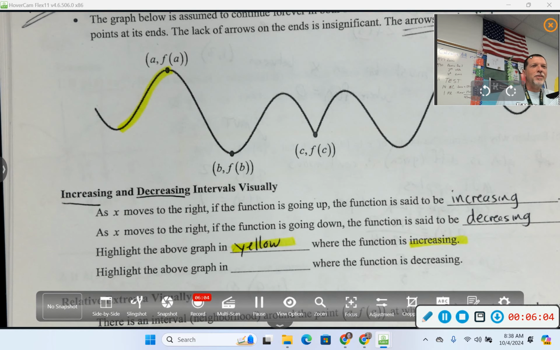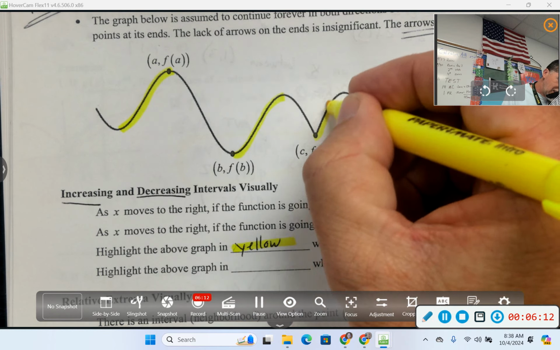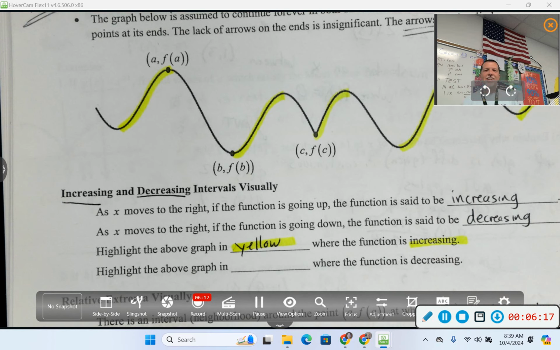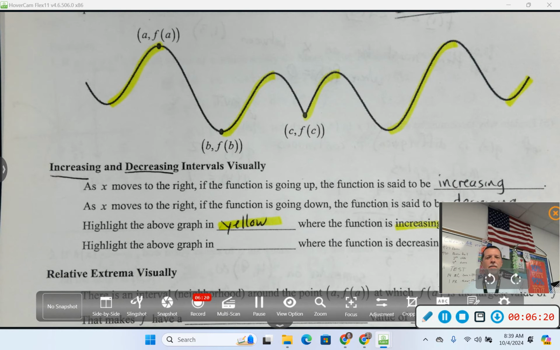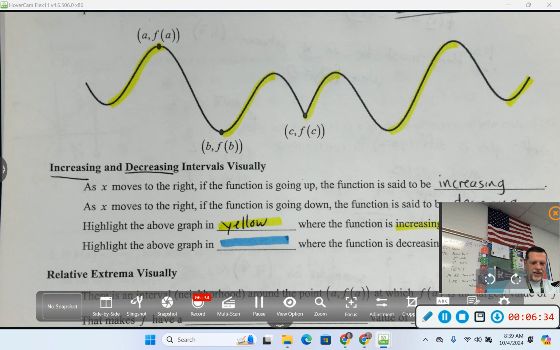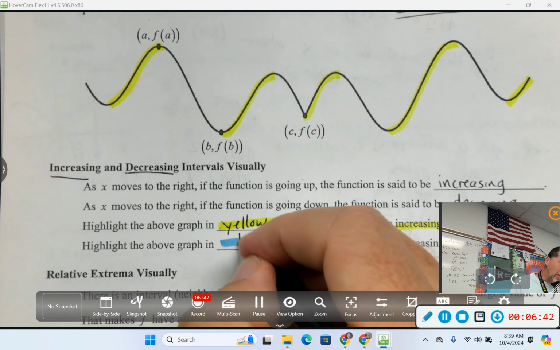Caden, you're scared to commit? He's waiting for me? No, there you go. That's right. Increasing. I thought we were going to do it. Increasing, increasing, increasing. And then with a different color, trade with somebody if you need to. What color is that? I guess that's blue. Although up here it looks periwinkle. I'm just going to call it blue.